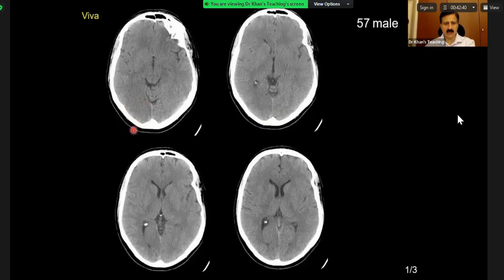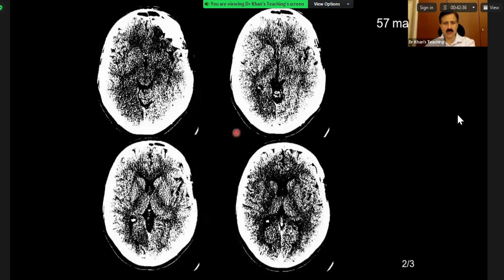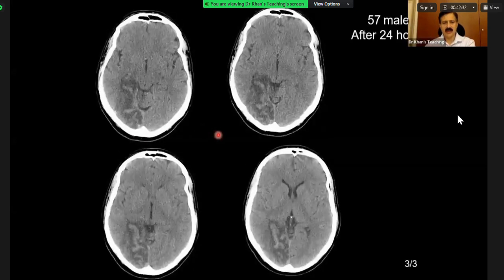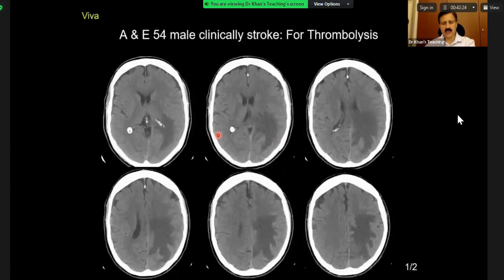Very subtle. Just compare this area with this area. When you go to this window, it makes it more clear. And after 24 hours, this is what has happened. So the point is that the stroke window is quite a useful window to see it.